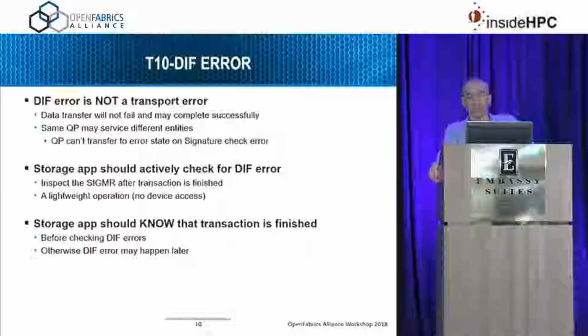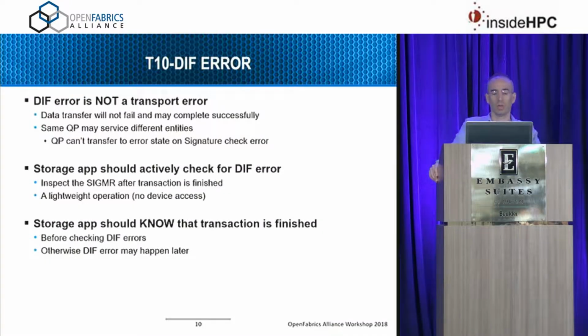So signature error should be checked separately and should be inspected after the transaction had occurred, obviously, because only then can we inspect and understand that there was an error. Also, this is a data path operation. It must be lightweight. It shouldn't involve hardware access, because then we just shoot ourselves in the foot. Also, that's fine because the storage application knows when a transaction ended, so it can initiate this lightweight check by itself.